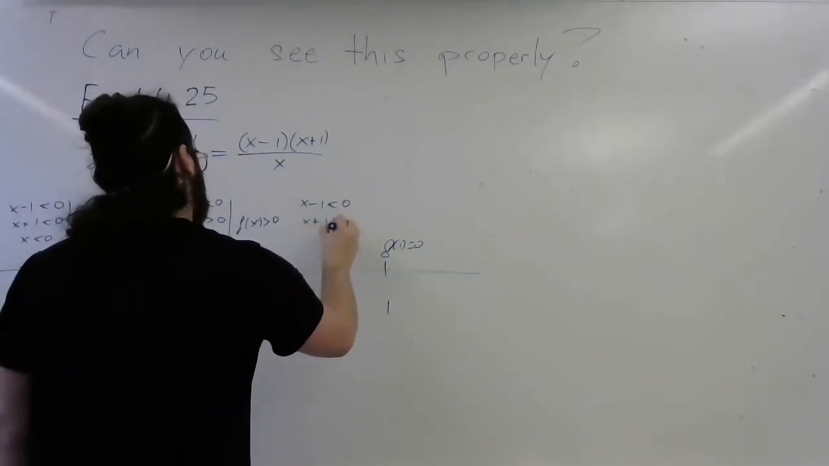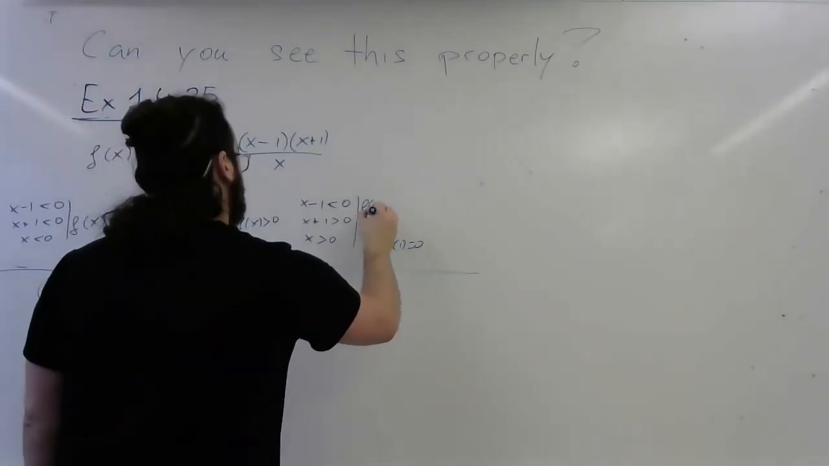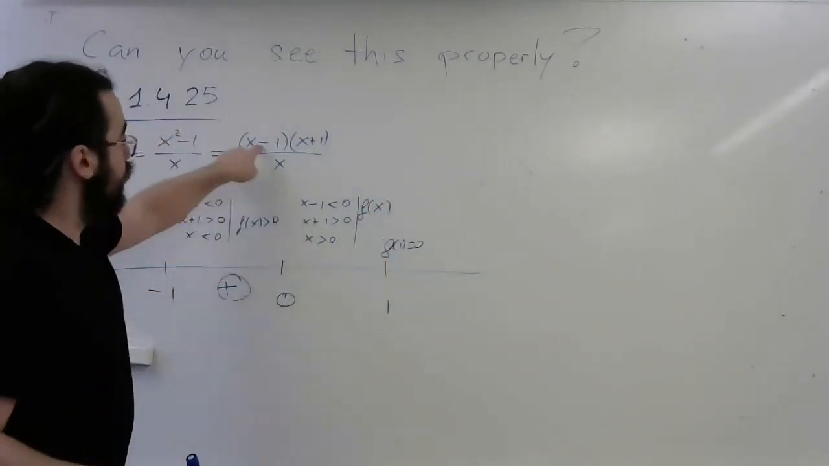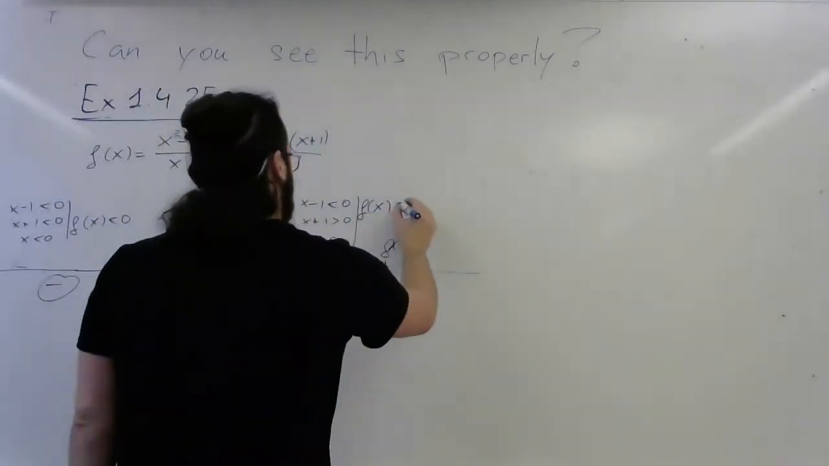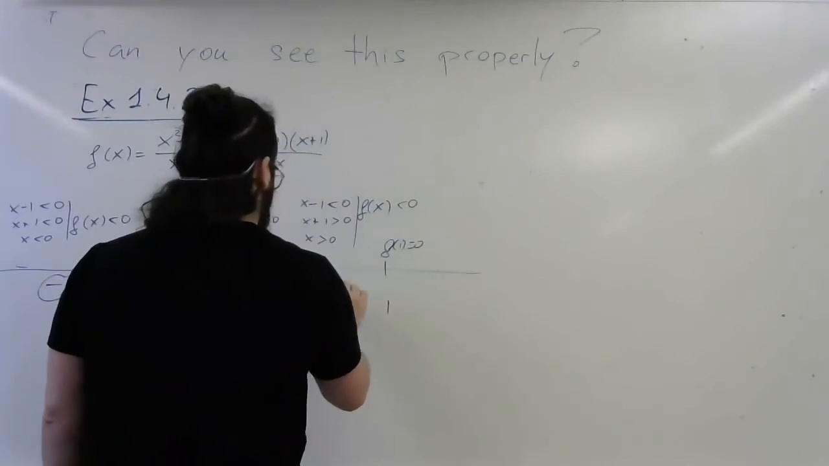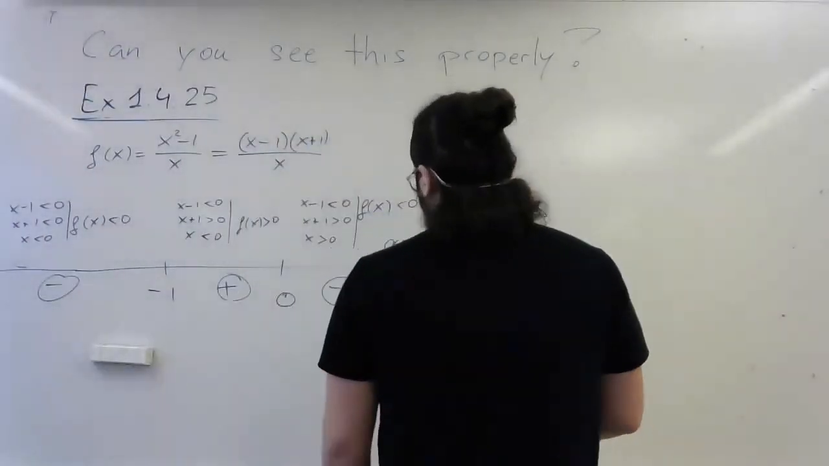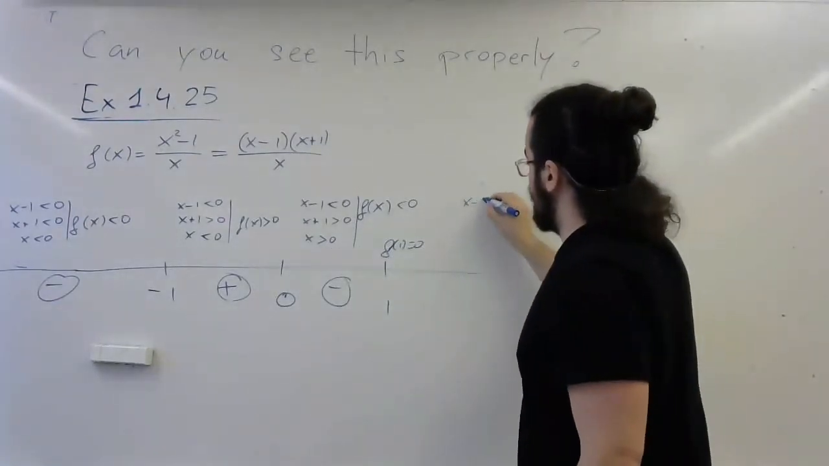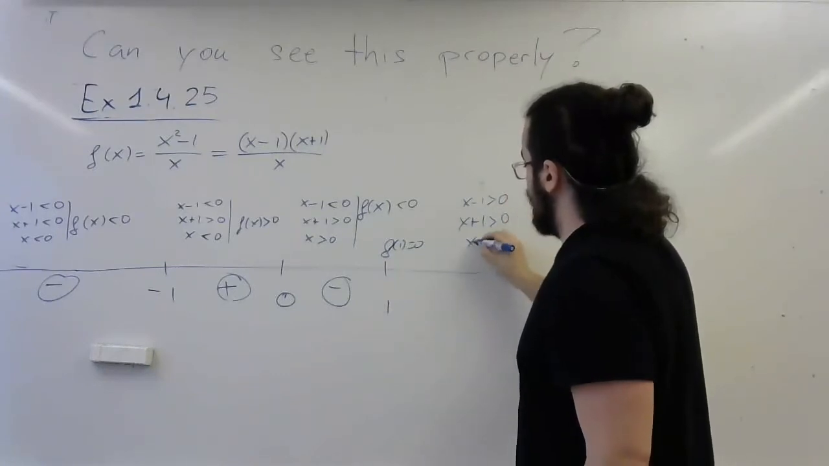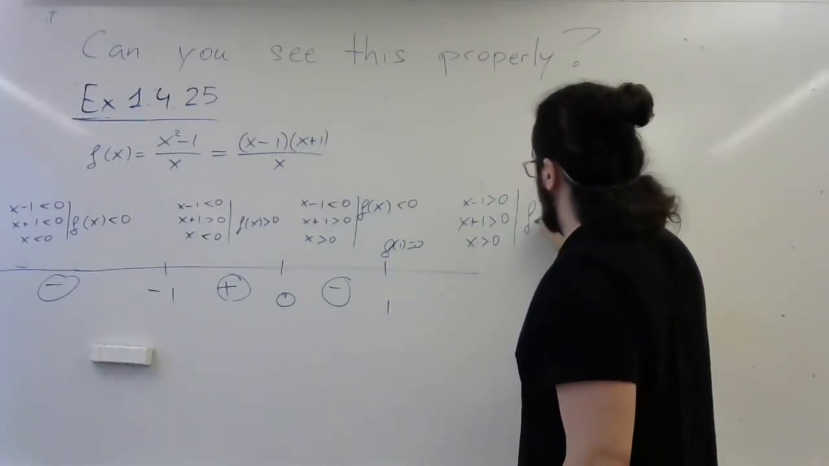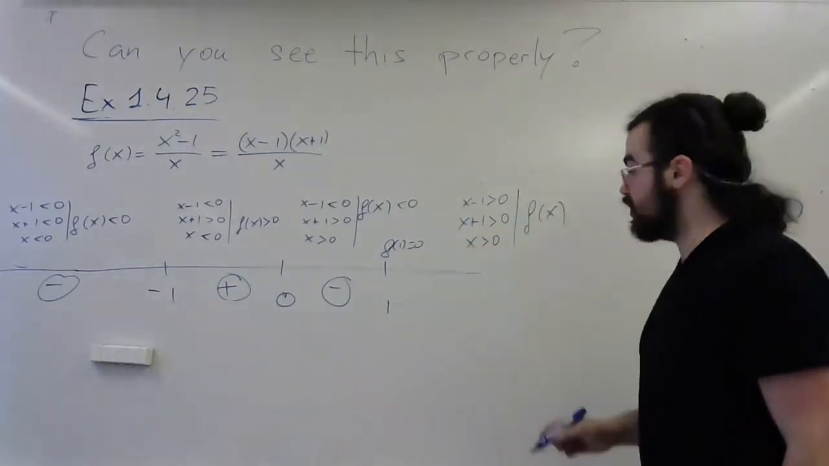Now, if x is between 0 and 1, x minus 1 is smaller than 0, x plus 1 is greater than 0, and x is greater than 0. So what happened with f of x? Negative times positive, negative divided by positive, negative. So the function is negative in this region. And finally, if x is greater than 1, x minus 1 is greater than 0, x plus 1 is also greater than 0, and x is also greater than 0. So our quotient is positive times positive, positive, divided by positive, positive.